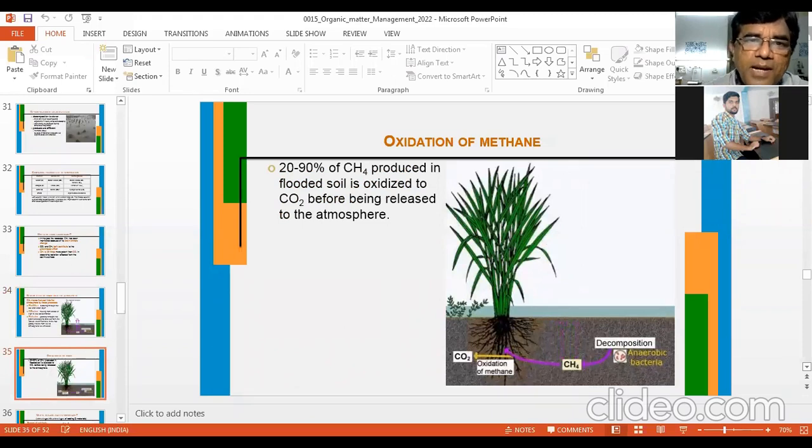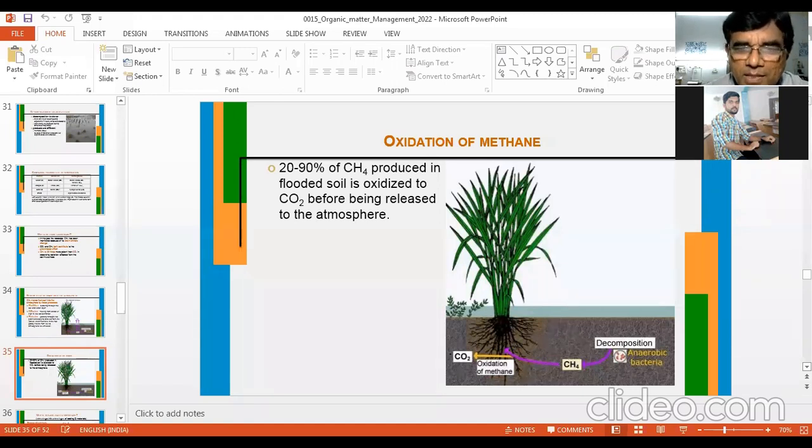So 20 to 90% of the methane produced in flooded soil is oxidized to carbon dioxide before being released to the atmosphere. This is an interesting fact that methane is produced in paddy soil, but not all methane comes to the atmosphere. Most of the methane produced in rice soil is first converted into carbon dioxide, and this carbon dioxide may come out of the soil. So methane comes out of soil via carbon dioxide.